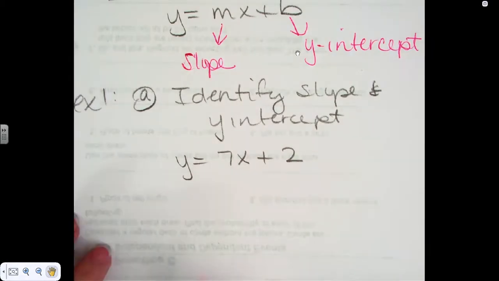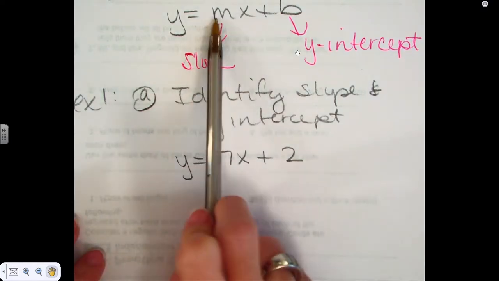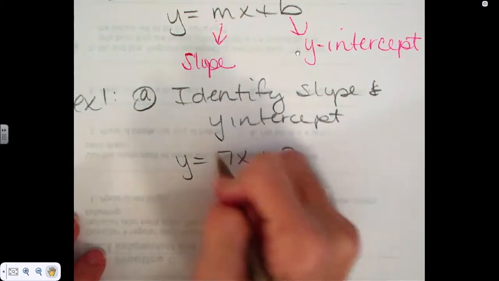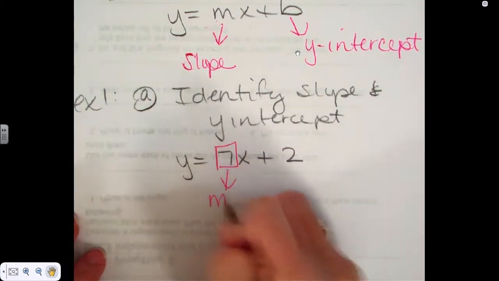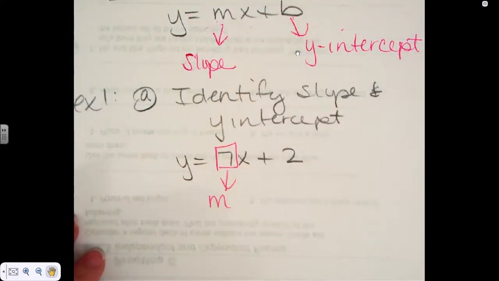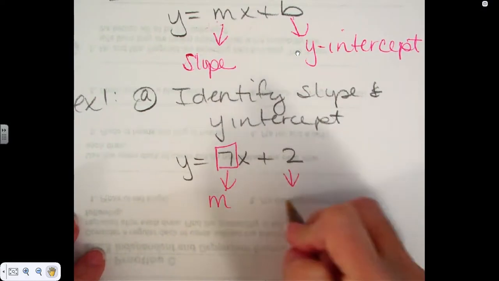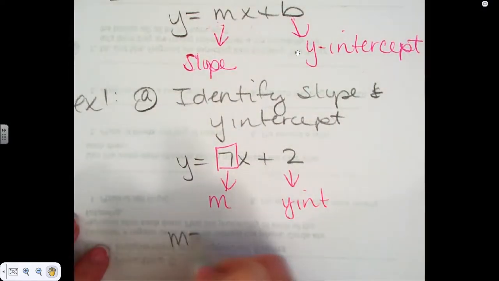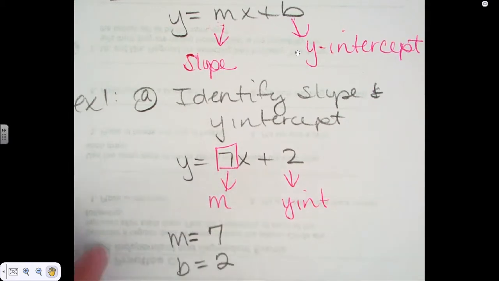Okay, well, I've written it in the general form. y = 7x + 2 is very similar to mx + b. If you look up in your general form, your m is always what's attached to your x. So 7 is going to be your slope. Well, b is always going to be your constant, what's outside. So 2 is going to be your y-intercept. So to write it, we're just going to say m is 7 and b is 2.